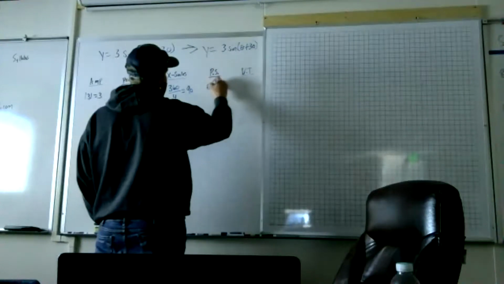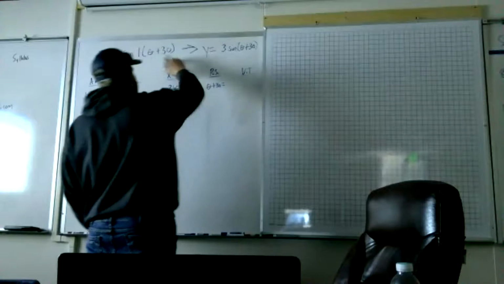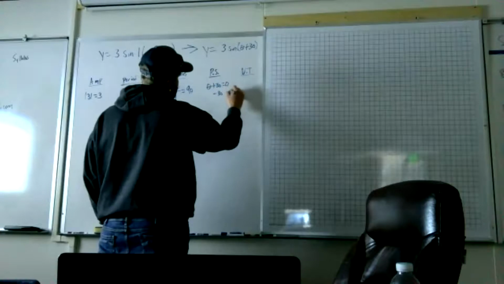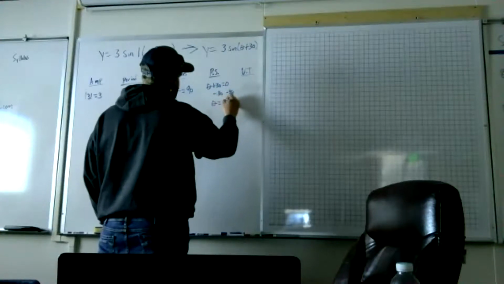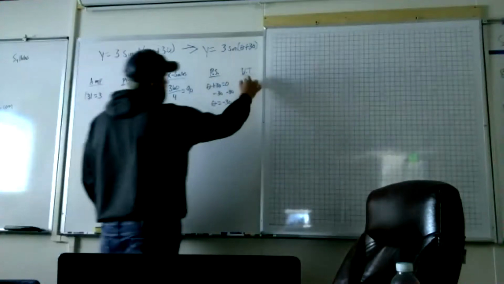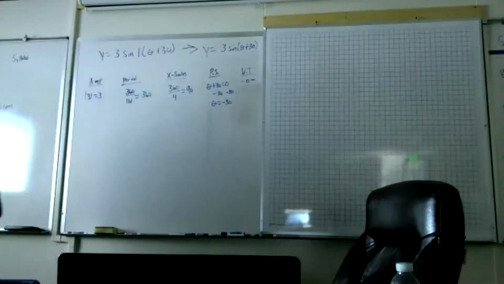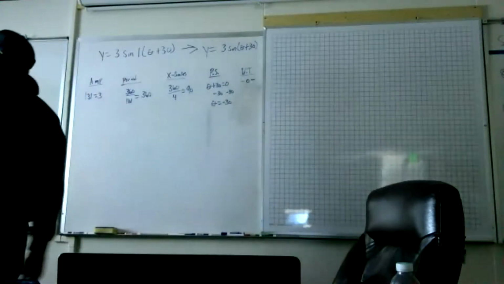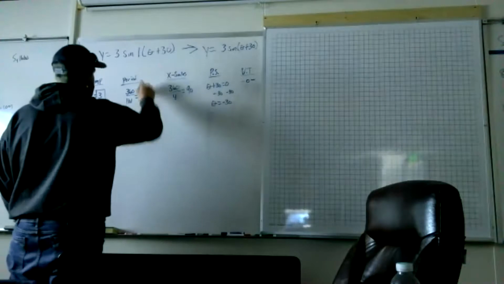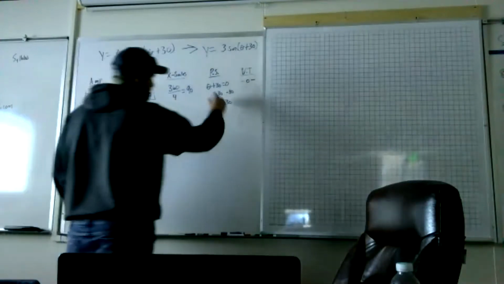The phase shift, now that I've distributed, I can take theta plus 30, what was inside the parentheses, set it equal to 0 and solve for theta. So minus 30 on both sides, I get that theta is equal to negative 30. That means my graph has been shifted left 30 degrees because I ended with a negative. Vertical translation comes from the value of D. In this case, there is no value of D, so I am good. The question asks, find the amplitude, which is 3, the period, which is 360, and the phase shift, which is negative 30.